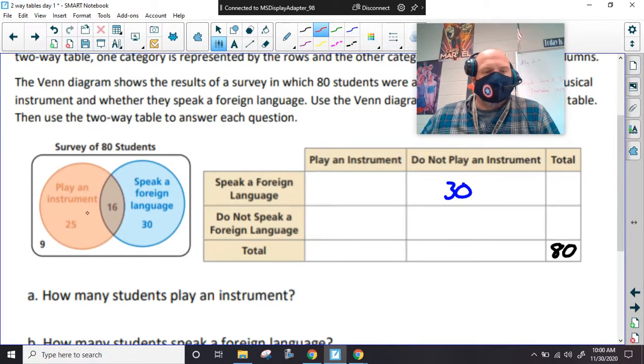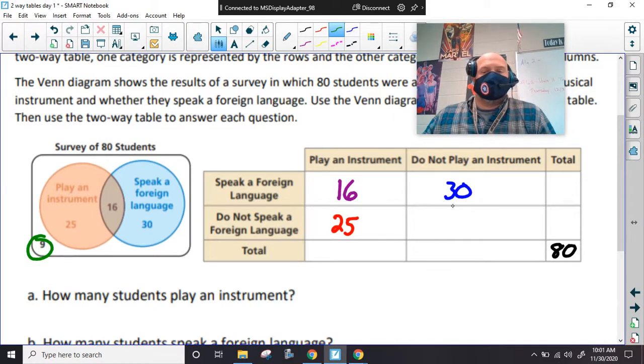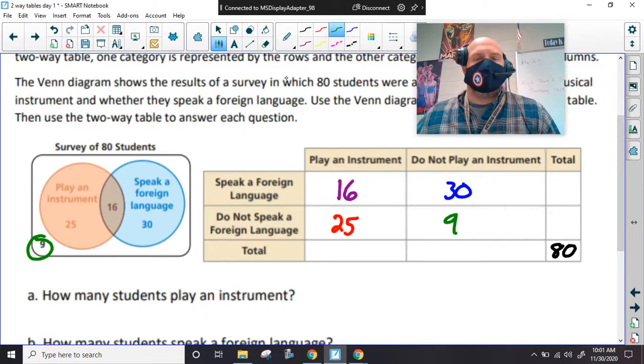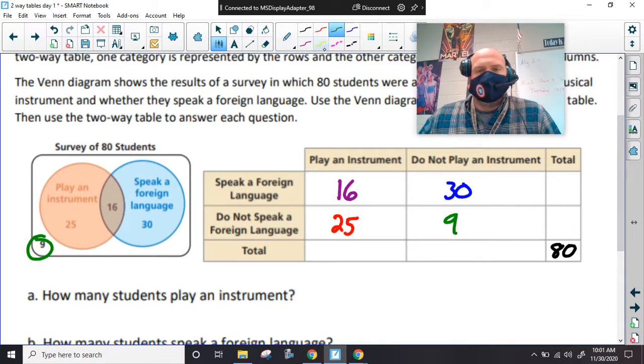They play an instrument, but they don't speak a foreign language. This would go here. And then the ones that speak a foreign language and play an instrument, there's 16 of those. I almost didn't catch this until right now because I was like, oh, we've got to do some subtraction. But there's 9 people that don't do either.